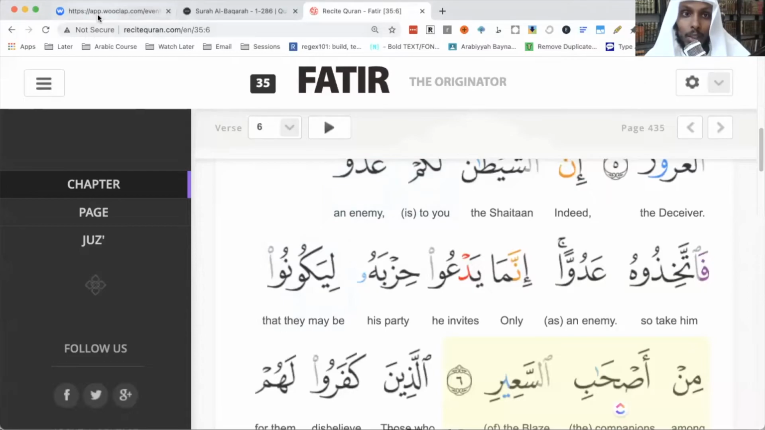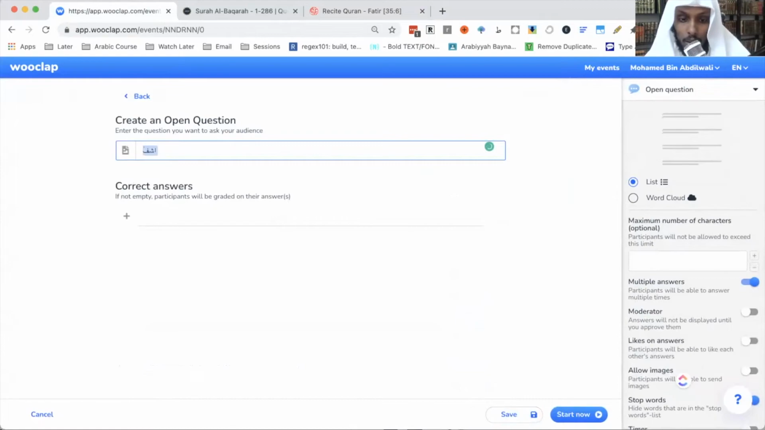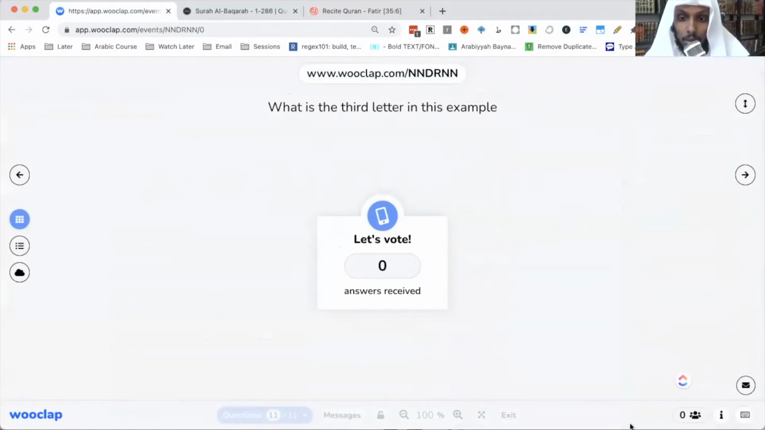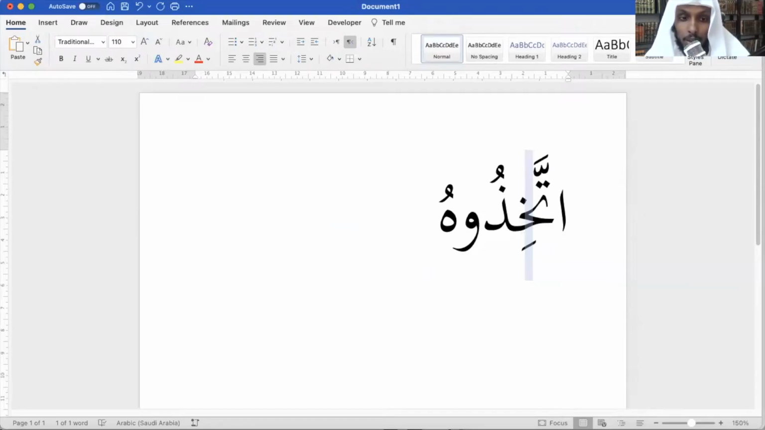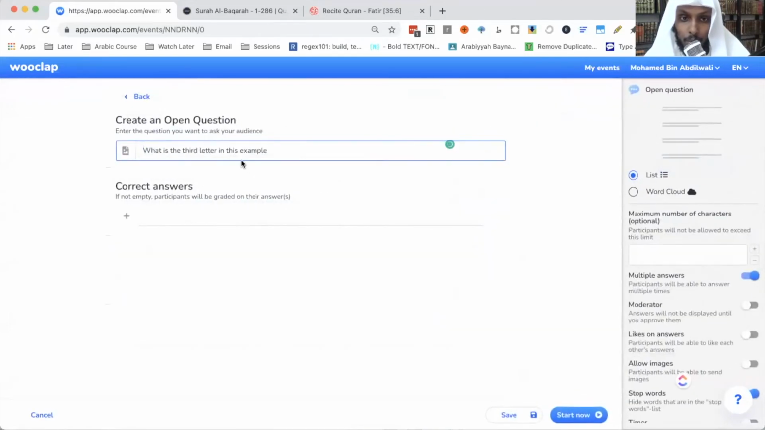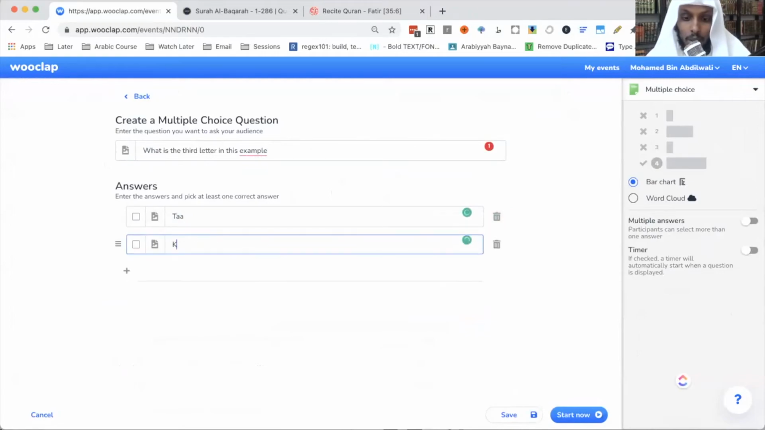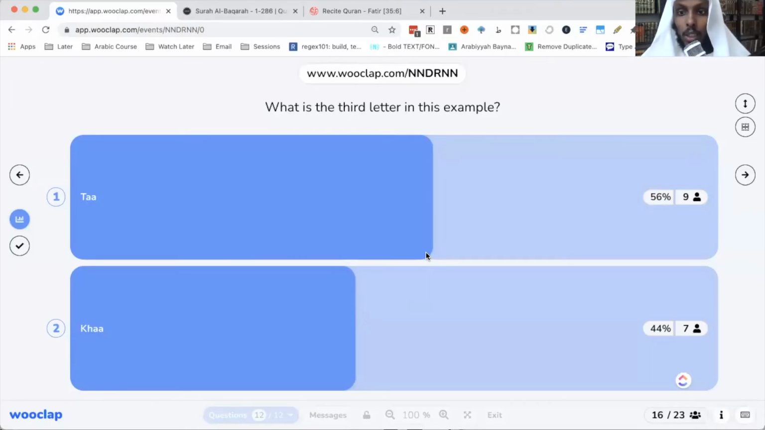Let me ask you that on the poll. Let's ask on the poll. So what is the third letter in this example? I want you to write down the third letter, what it actually is. Obviously we have the ta or the kha. Is it ta or is it kha? The third letter. Okay, let me put that as a multiple choice. There's only two options here, which is ta or kha. So what is it? Ta or kha? You can vote now. Okay, so just over 50% of you said ta, and 44% of you said kha.